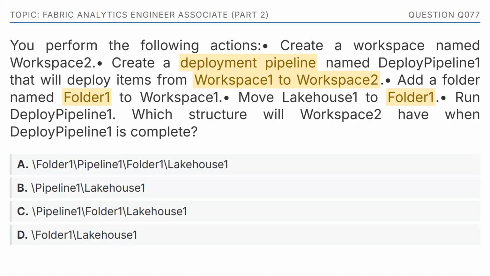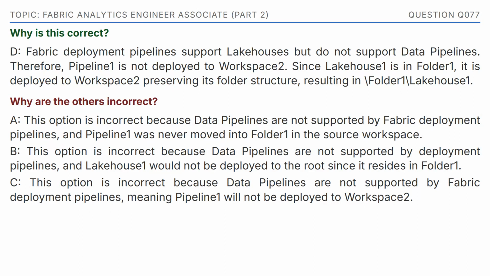To arrive at the correct answer, we focus on the keywords: deployment pipeline, data pipeline, lakehouse, Folder 1, Workspace 1 to Workspace 2. The correct answer is Option D /Folder 1 /Lakehouse 1. Why is this correct? D, Fabric deployment pipelines support lakehouses but do not support data pipelines. Therefore, Pipeline 1 is not deployed to Workspace 2. Since Lakehouse 1 is in Folder 1, it is deployed to Workspace 2, preserving its folder structure, resulting in /Folder 1 /Lakehouse 1.